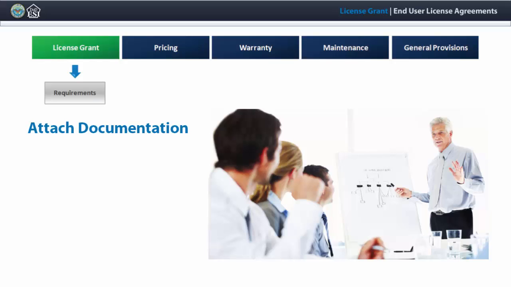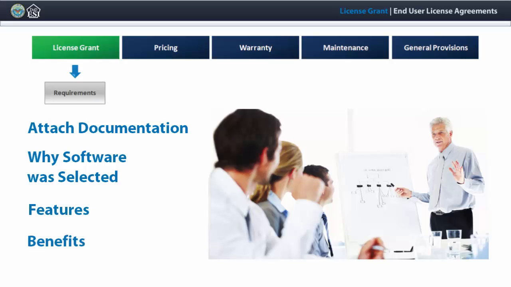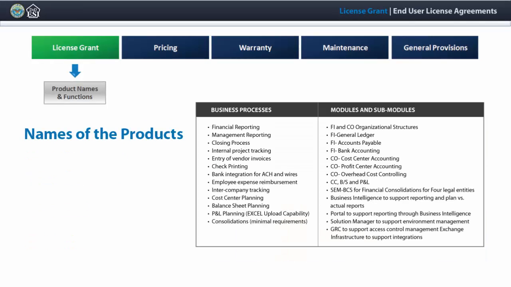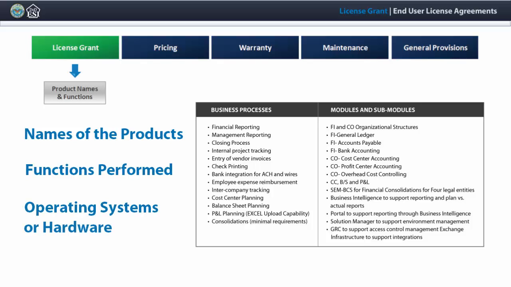Attach documentation to help explain why this software was selected and the features and benefits you are expecting and were promised by the sales team. The EULA should fully cover the names of the products you are licensing, the functions to be performed by the software, and information about the operating systems or hardware on which the software will perform best.